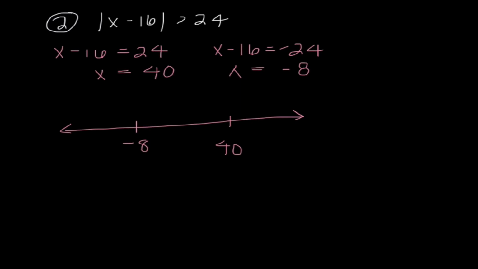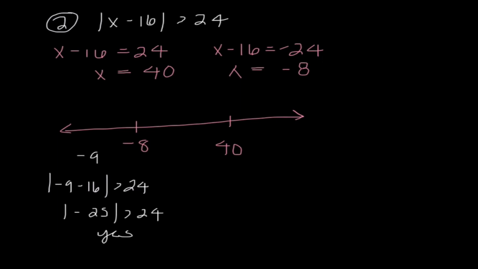So let's try some values. I'm going to try negative 9. The absolute value of negative 9 minus 16 is greater than 24. Is the absolute value of negative 25 greater than 24? And the answer is yes. So I know already that I'm going to be shading to the left. Now my prediction is that the middle is not going to work and the right will, but let's double check.